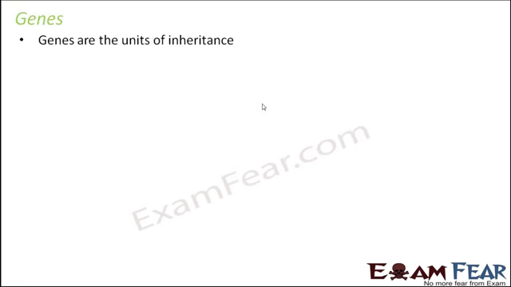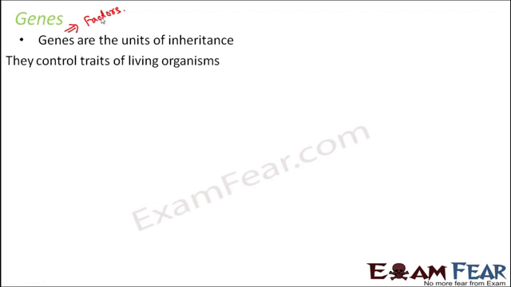What are genes? Genes are nothing but the units of inheritance. However, Mendel called these genes factors at that time. Later on, the term gene was used. So they are like units of inheritance. They are basically the component which carries the information required to inherit a trait from one generation to the next. They control the traits of living organisms, of course.